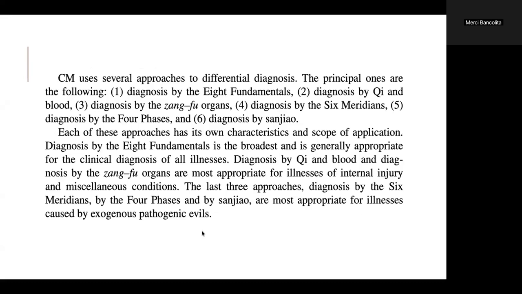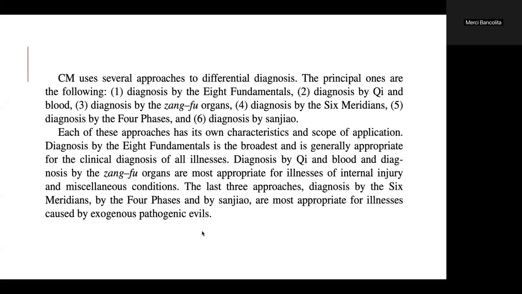Complementary medicine or Chinese medicine uses several approaches to differential diagnosis. The principal ones are the following. First, diagnosis by 8 fundamentals. Second, diagnosis by qi and blood. Third, diagnosis by Zangfu organs. Fourth, diagnosis by the 6 meridians. Fifth, diagnosis by the 4 phases. And sixth, diagnosis by Sanjiao.